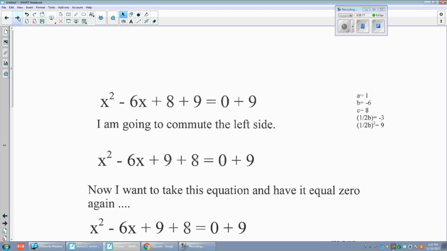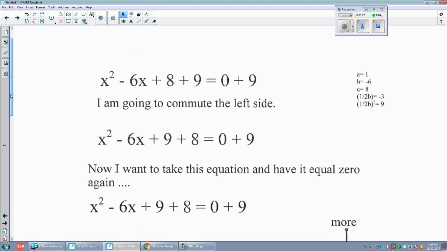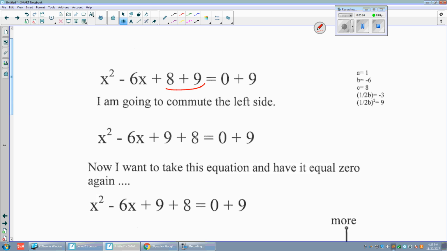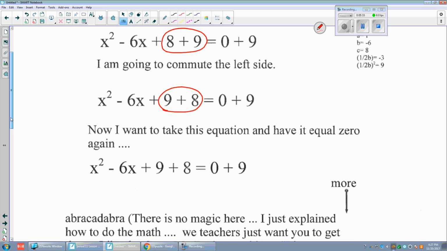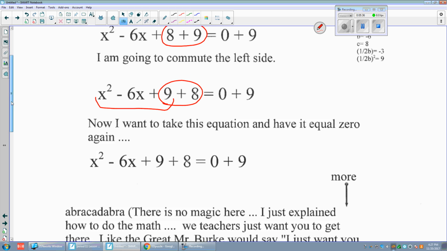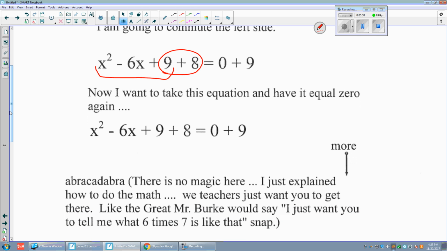Same equation. We added 9 to both sides. I'm going to commute the left-hand side. Commute. Change order. I wonder why I did that. I wanted that half a b squared to be there. Now, I'm going to take this equation, set it equal to 0. Notice there's not a 0 there on that side. So I'm going to subtract 9 and subtract 9. I get x squared minus 6x plus 9. No, I'm not even going to combine these. Plus 8 minus 9 equals 0.